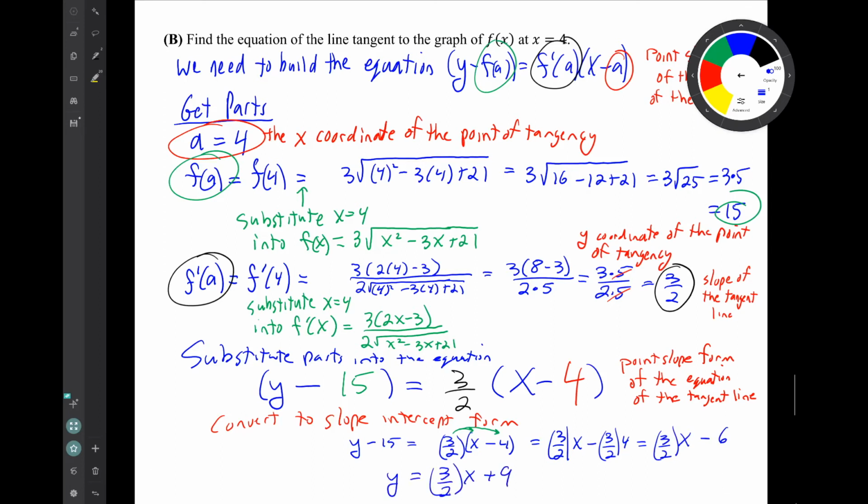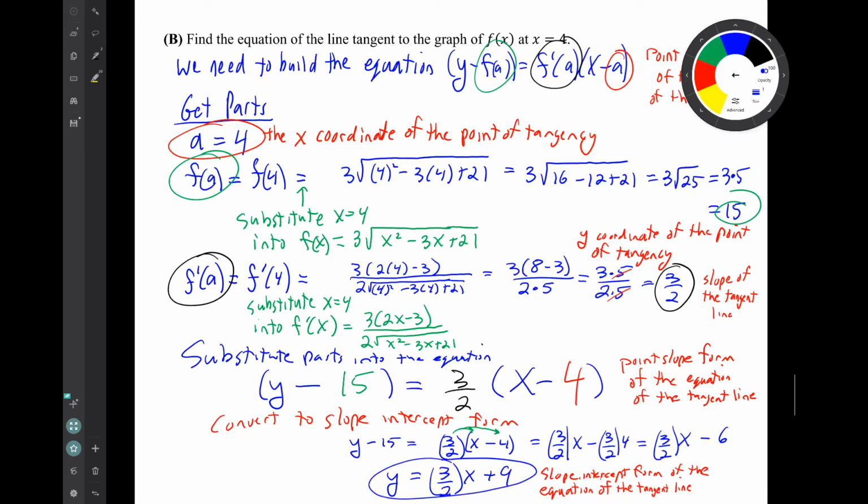And we end up with this equation: y equals 3/2 x plus 9. That's another presentation of the equation of the tangent line. That's the slope-intercept form of the equation of the tangent line. Let's go on.